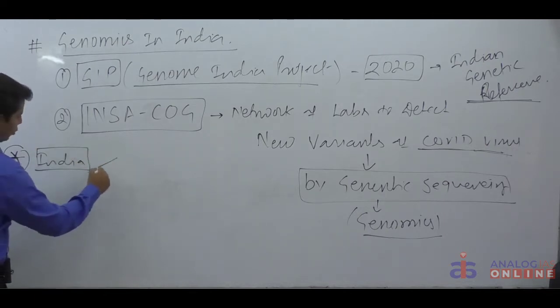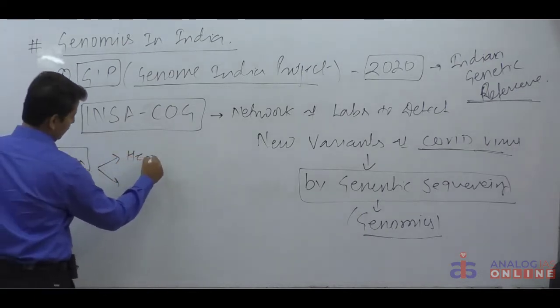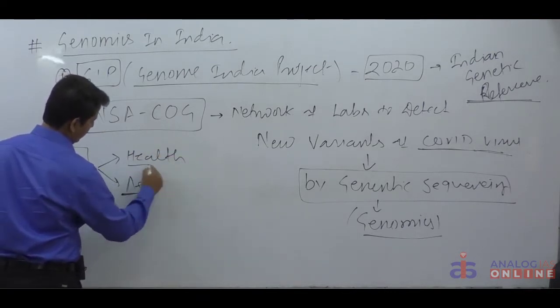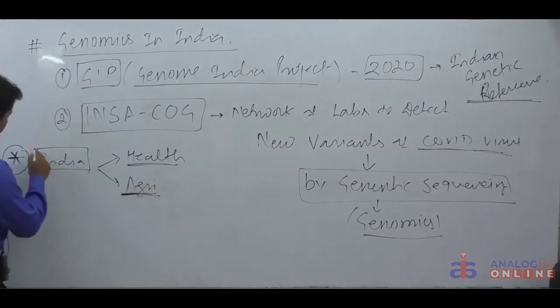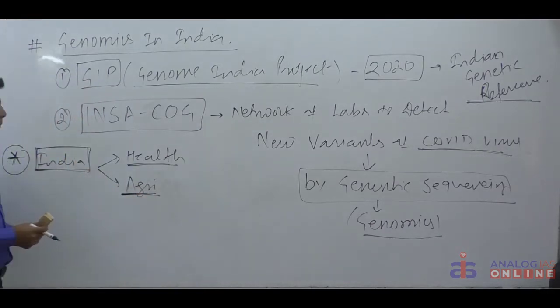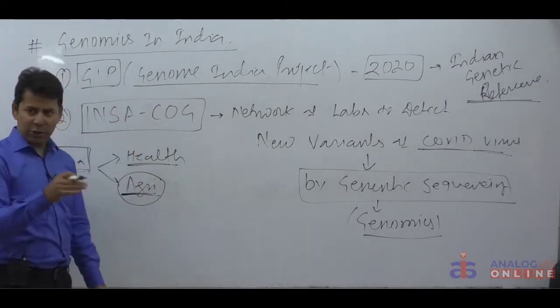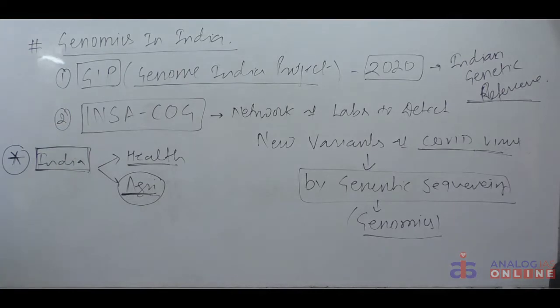Genomics में कहाँ काम कर रहा है? The two places: health and agriculture. Health and agriculture. Health, I told you, even in agriculture, you have to work with the genomics to develop any new plant variety, right?